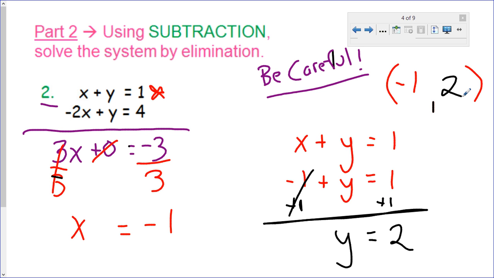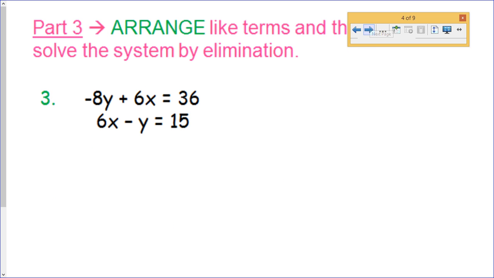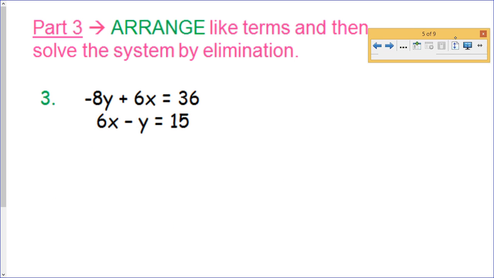Want to go back and check? Is a negative 1 plus a positive 2 equal to 1? Yep. Is a negative 1 times a negative 2 plus a positive 2 equal to 4? Yes, it does. It ends up being 2 plus 2, and that makes 4. So sometimes we can subtract to make this situation simpler.